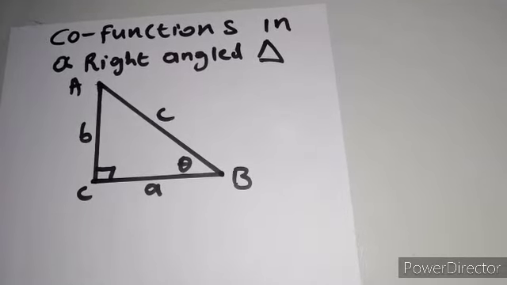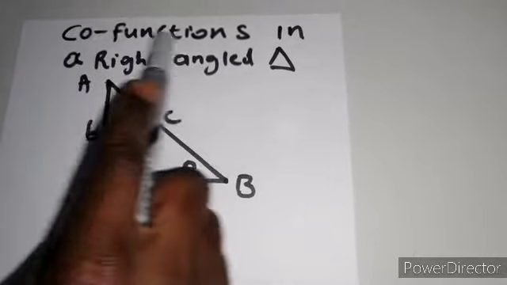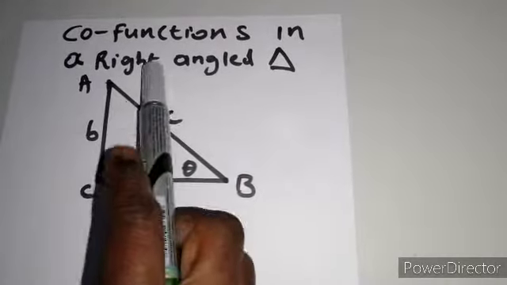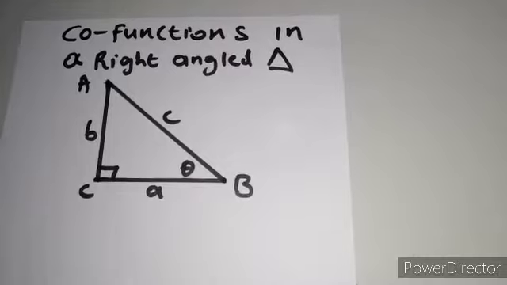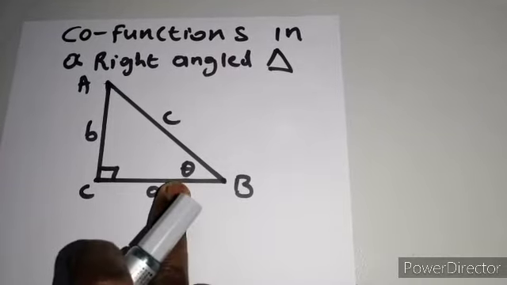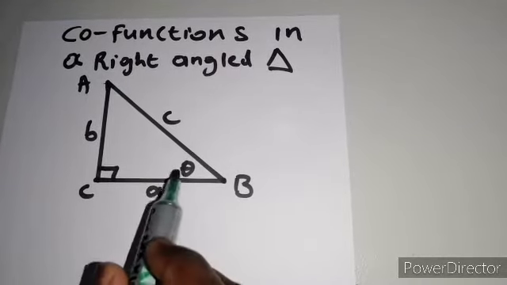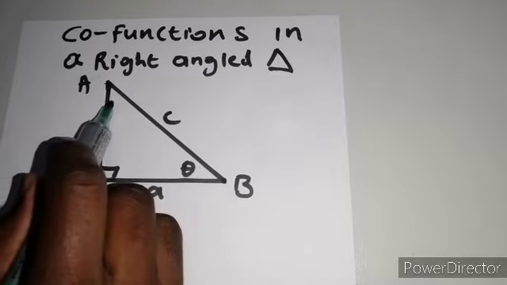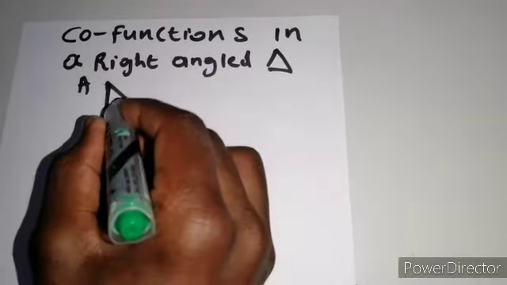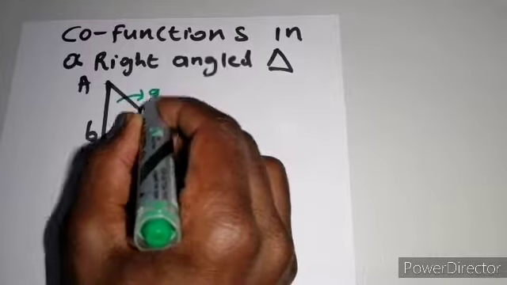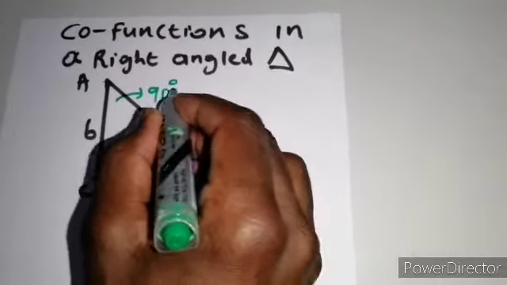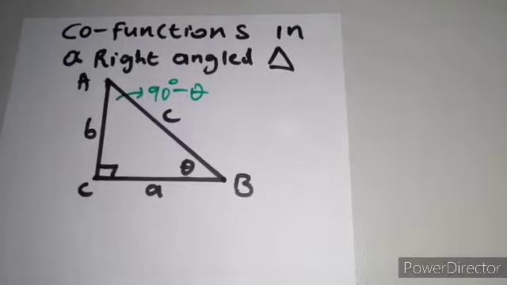Boys and girls, we are continuing with trigonometry. We're going to learn cofunctions in a right-angled triangle. In this right-angled triangle, we have angle theta, and we can find the other angle in terms of theta by using the sum of angles of a triangle. That angle is 90 minus theta.